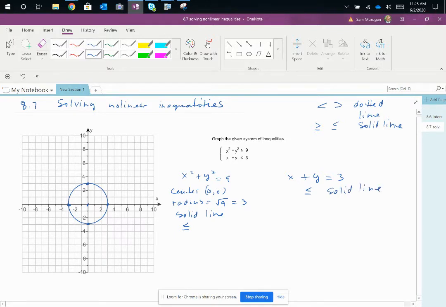And we graph this using intercepts. When x is equal to 0, y is equal to 3. And when y is equal to 0, x is equal to 3. Okay, so we mark 2 points at 3 and 3, and we graph this line. Let's see if this works. Sure does.